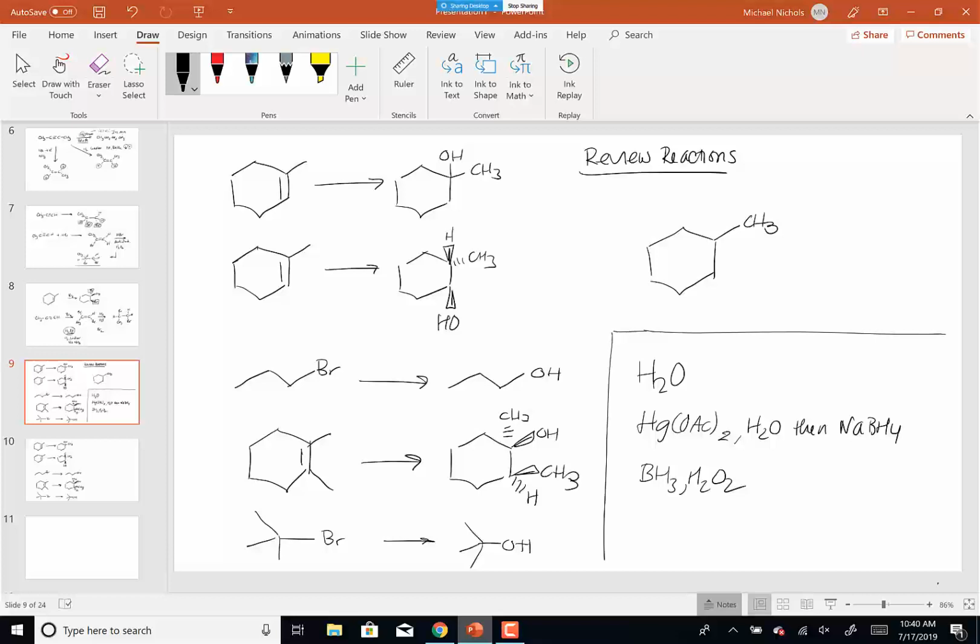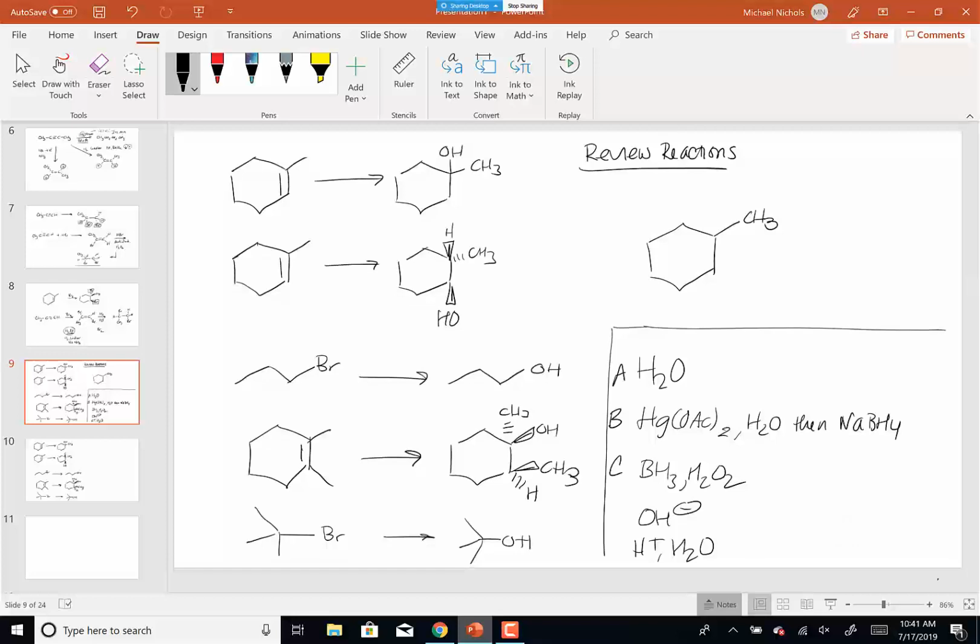Alright, then who's left? Give me a reagent. Do you have any reagents that haven't been mentioned? No? Okay. Anybody have any others? H plus H2O. Any others? All right, then we'll call these A, B, C, D, and then we have an E.